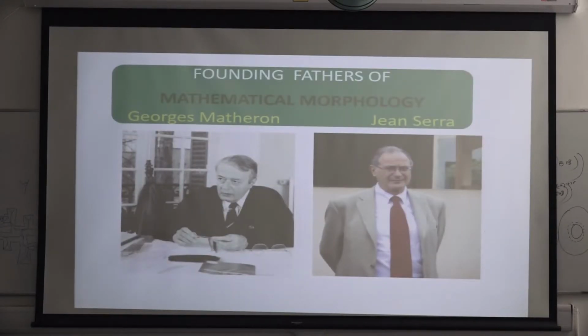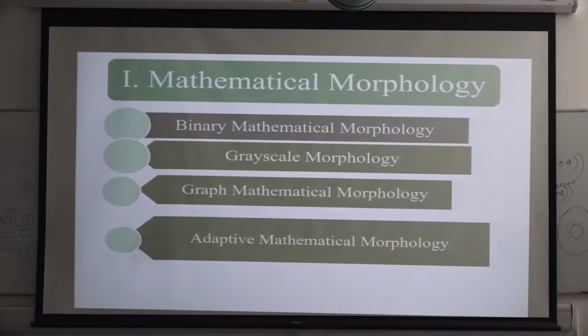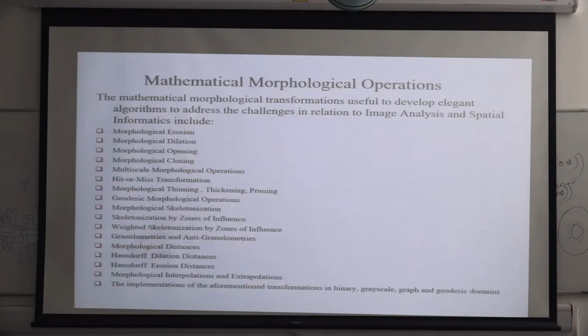And you have seen Matheron and Jean Serra, and these are the broad branches of mathematical morphology: binary, grayscale, graph, and adaptive mathematical morphology. You know several of these transformations now: morphological erosion, dilation, opening, closing, multi-scale morphological operations. Hit-or-miss transformation I have not covered, thinning and thickening I have not covered, geodesic morphological operations were not covered, but you know morphological skeletonization. Skis and weighted skis I have not covered, but granulometries and anti-granulometries. Anti-granulometries also I have not covered.